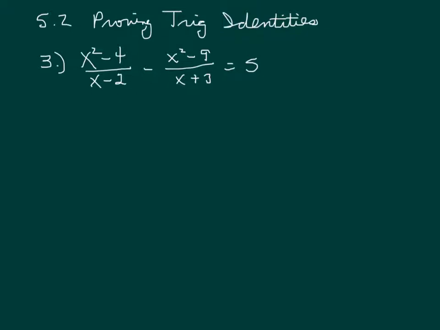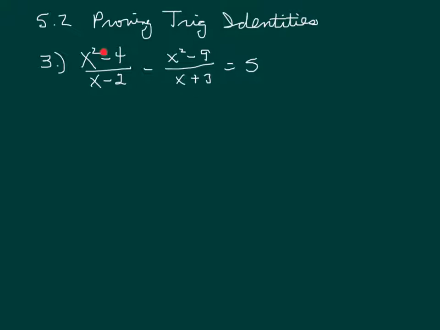Section 5.2, Proving trig identities. Problem 3. In this problem, we are asked to take what looks like a very complicated expression here and show that it equals 5. There is no set rule to say approach it this way, approach it that way.